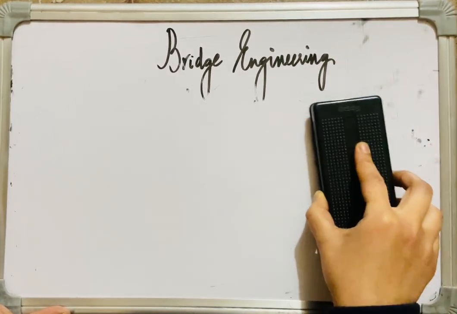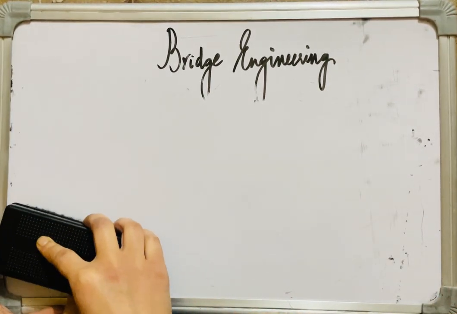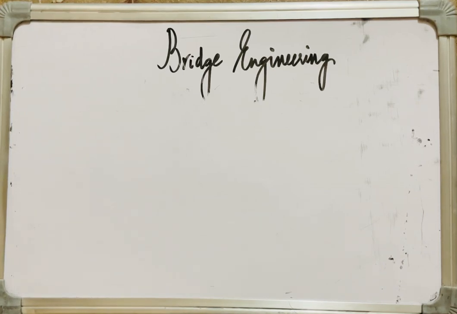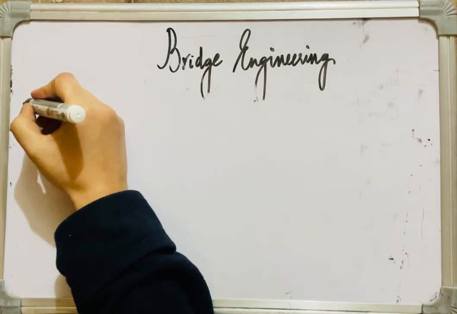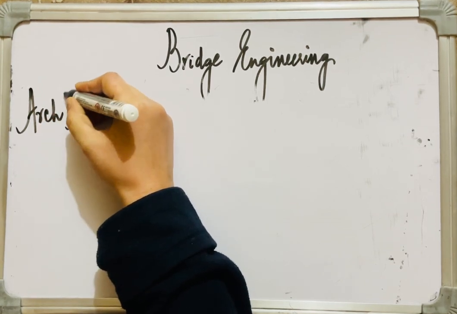And this geometric design of these connected triangular units or trusses gives them exceptional strength and stability, thus making them more capable of handling heavy loads for longer spans. Moving on, let's study the third basic form of a bridge, that is known as the arch bridge.